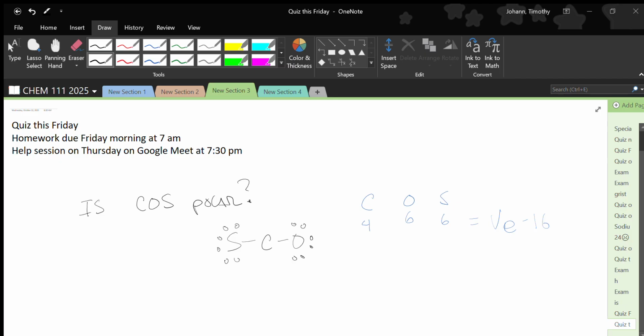Carbon only has 4 electrons around it. 2, 4, right? So I need 2 more pairs of electrons on it in some way, either bonds or otherwise. And so what I'm going to do to fix that is bring these 2 pairs of electrons in and make bonds with them there.